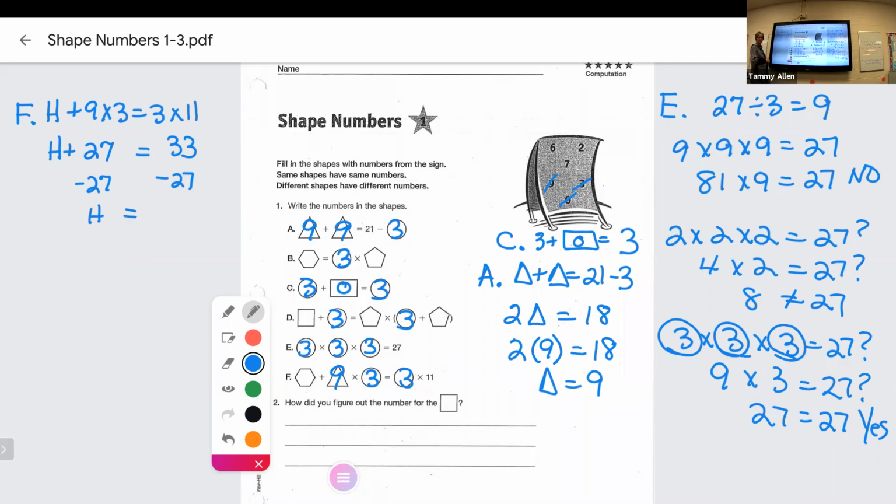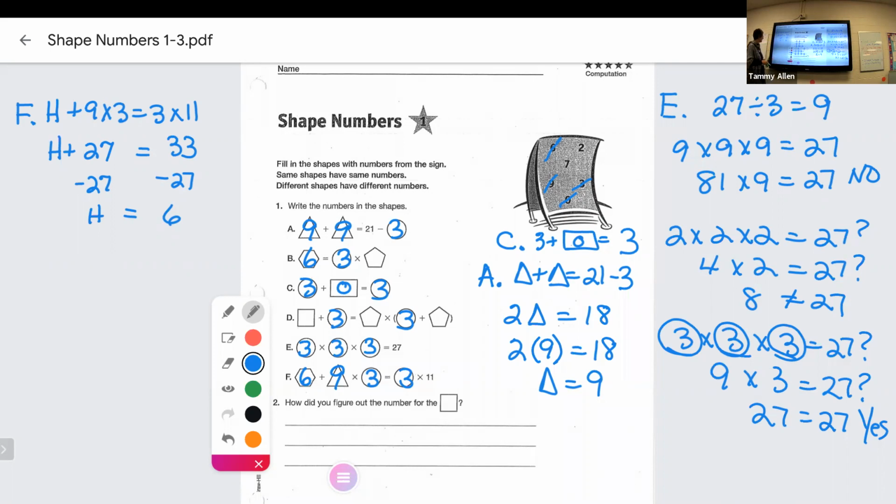33 minus 27 is 6. So the hexagon is 6. So everywhere we see a hexagon, we fill in a 6. Do we have a hexagon anywhere else? Yes. Where? In D. In D, we have a hexagon? No, we do not.